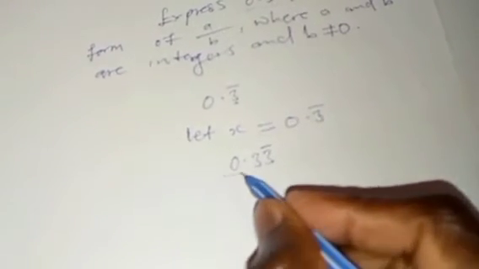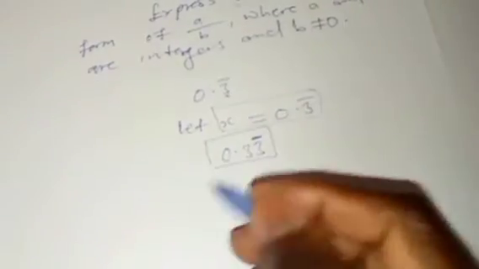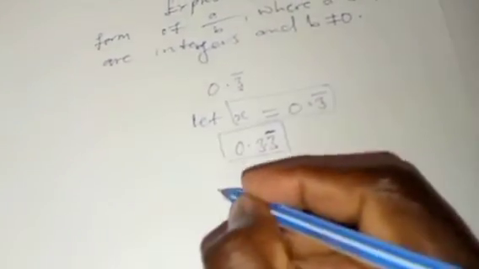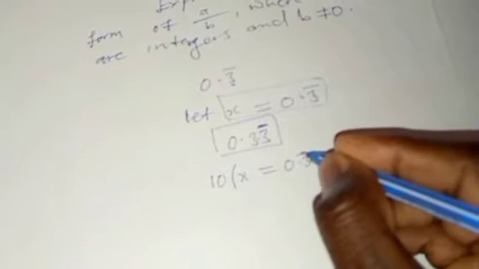So what am I supposed to do to make this number have a repeating number just after the decimal point? The bar must be closer to the decimal point. Meaning that I have to multiply this entire thing by a number which is going to make this point move to the other side. And what is that number? Automatically, I have to multiply the entire equation by 10.